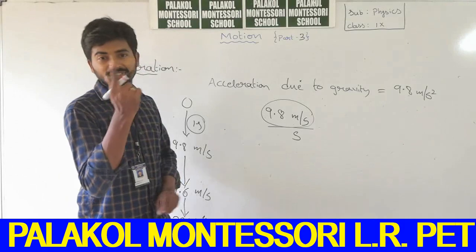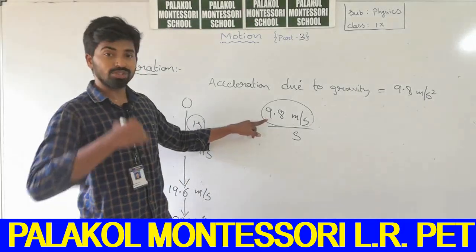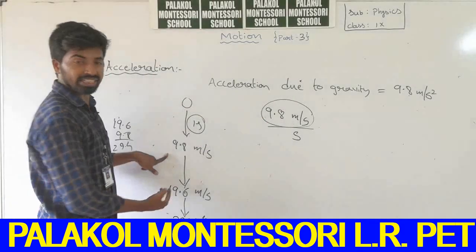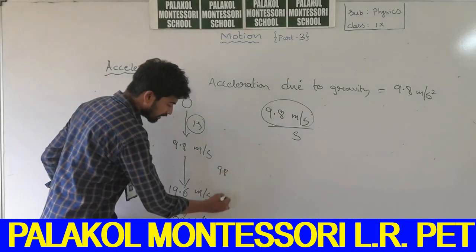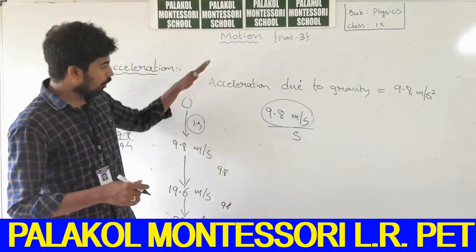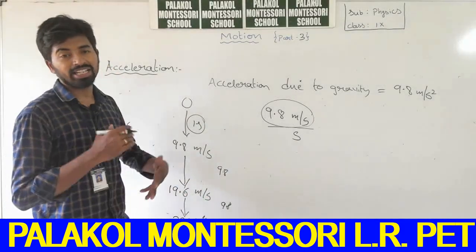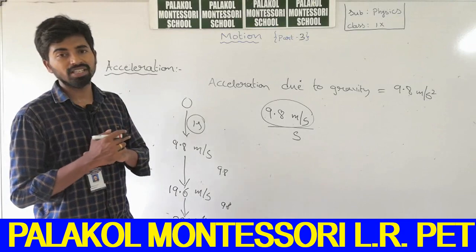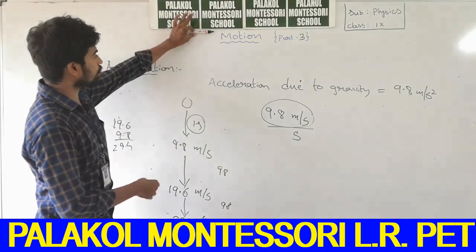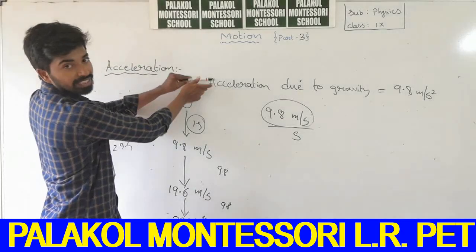Per second, in 1 second, the speed was increased to 9.8. So initially it was 0 and later the speed is 9.8. Again one more 9.8 was increased. So in 1 second, how much speed was increasing? 9.8 meters per second of speed was increasing. So in 1 second its speed goes from 0 to 9.8 meters per second.